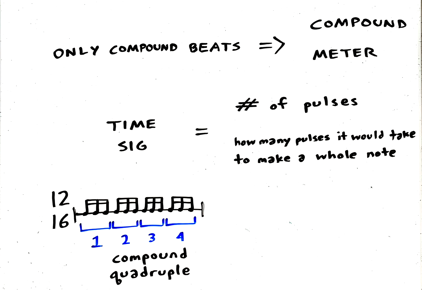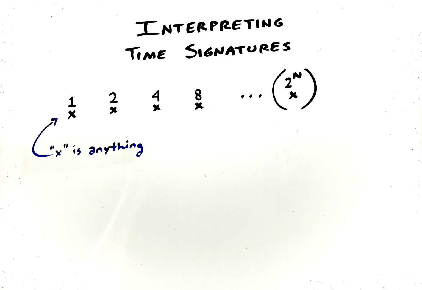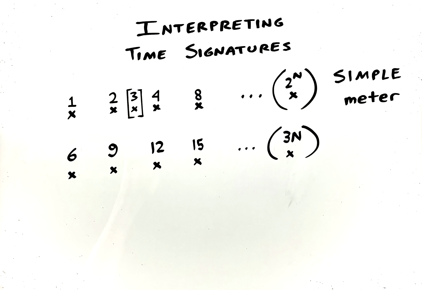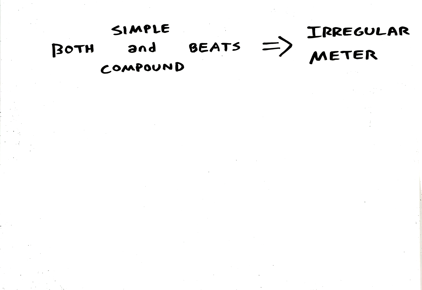Now, with regards to interpreting time signatures, the common practice is that every time signature where the numerator is 1, 2, 4, 8, or any higher power of 2 is interpreted as a simple meter. If the numerator is 3, the time signature is still interpreted as simple meter. But every time signature where the numerator is 6, 9, 12, 15, or any higher multiple of 3 is interpreted as a compound meter. If you used both simple and compound beats, your meter is an irregular meter.